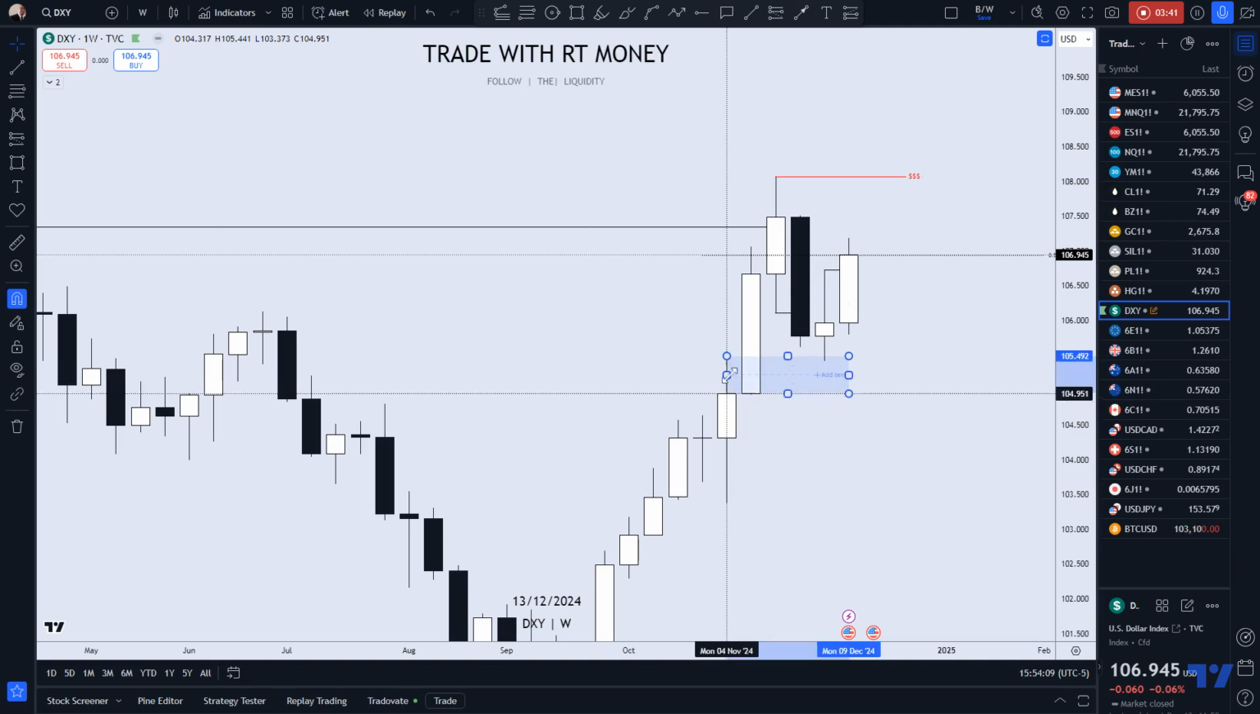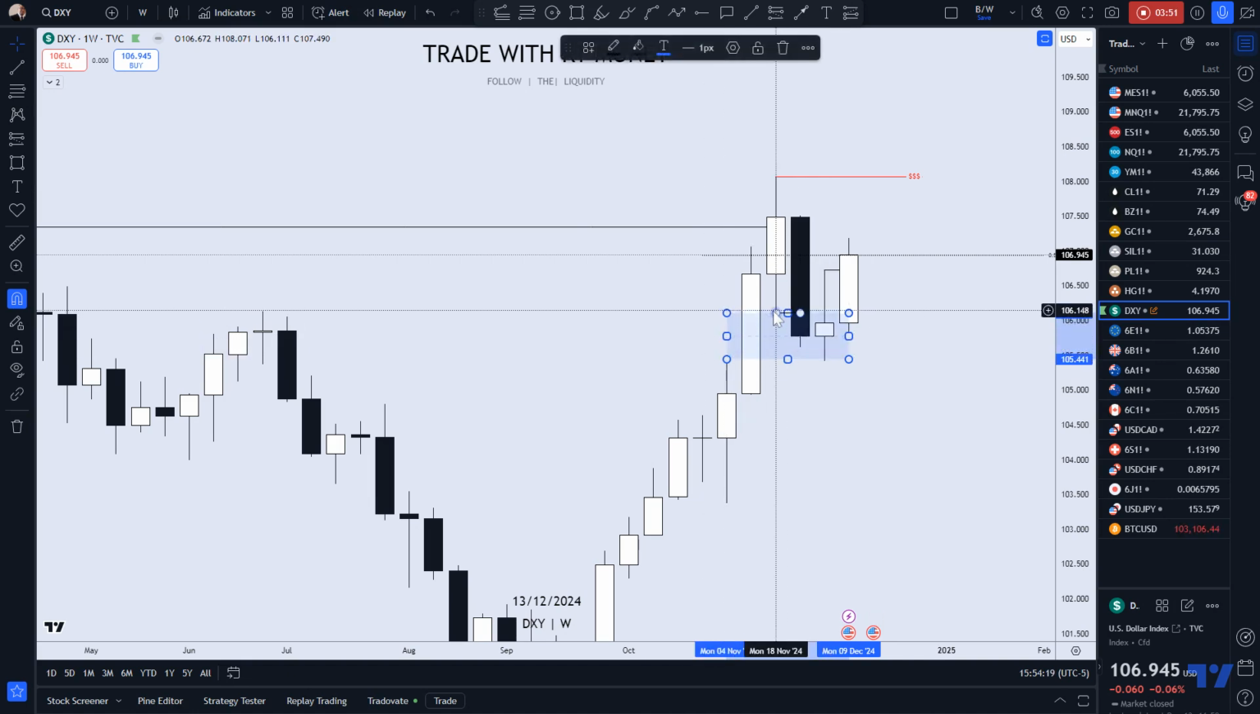Let me draw it correctly. I don't know how it slipped down there. Okay, boom. From this low to that high. And price traded back into it. One candle, second candle pulls out, and then you saw the sellers come back in, smash. What the heck was that about? Well, the fair value gap held.